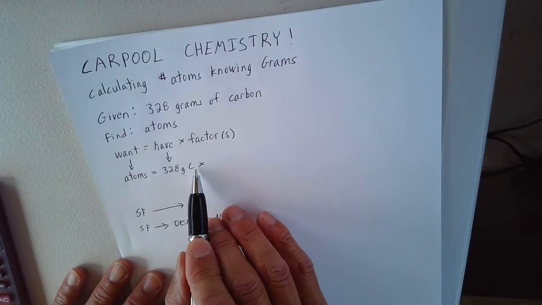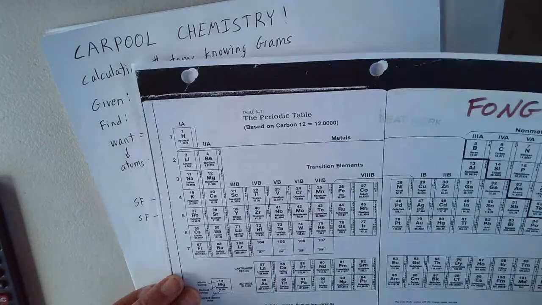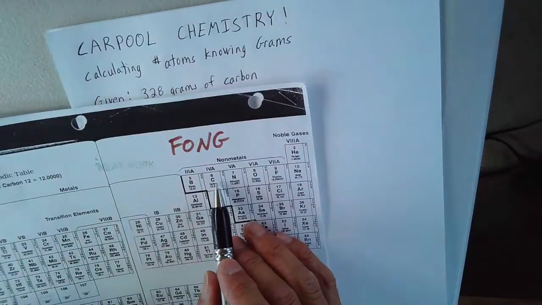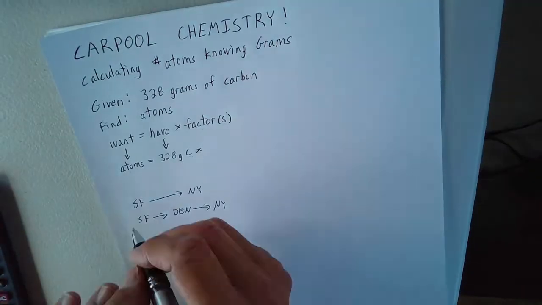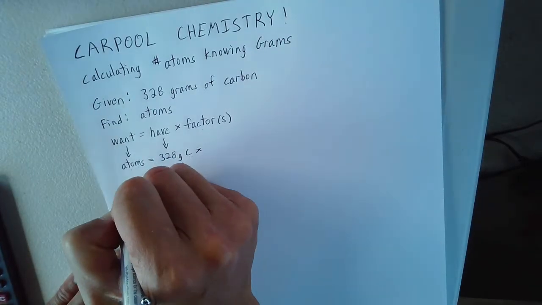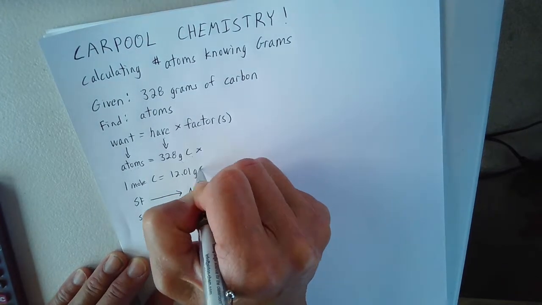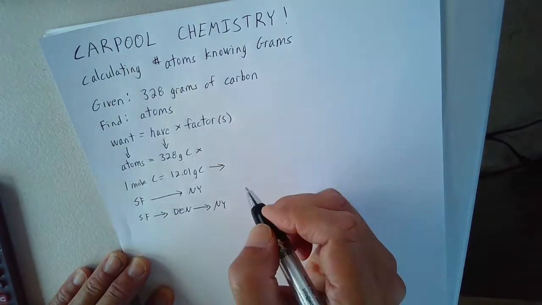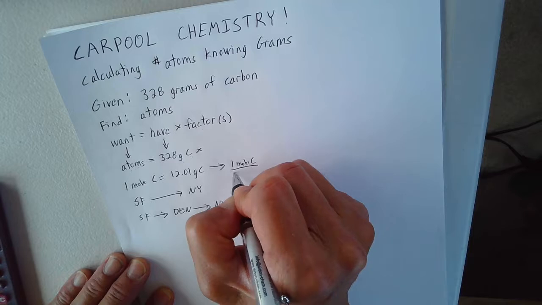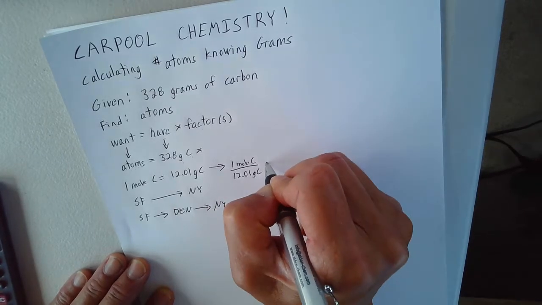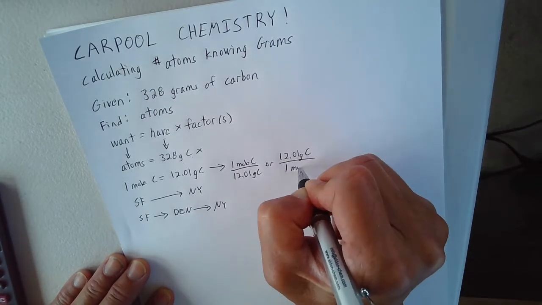And how do we get from grams of carbon to moles of carbon? Well, we know from our periodic table, from the atomic mass, that for carbon there is 12.01 grams per mole. And so 1 mole of carbon is equal to 12.01 grams of carbon. And from this relationship, we could come up with two different factors. There's 1 mole of carbon for every 12.01 grams of carbon, or we could say there's 12.01 grams of carbon for every 1 mole of carbon.